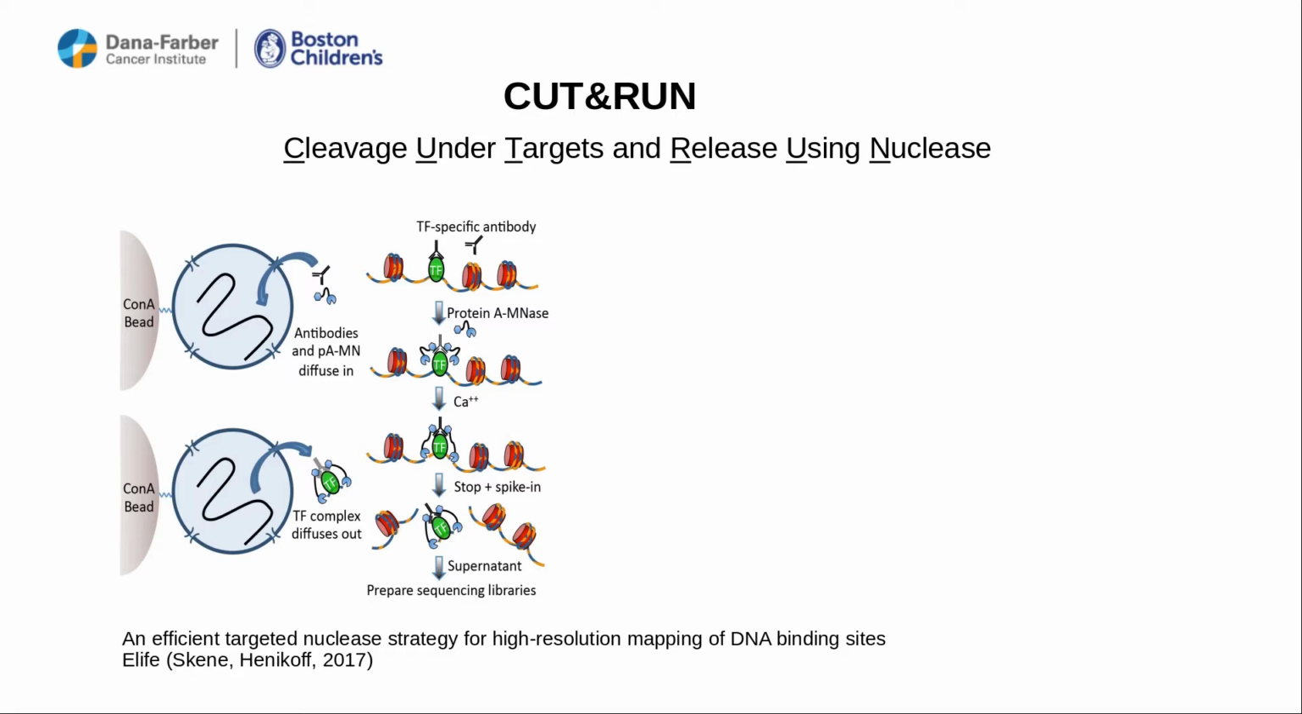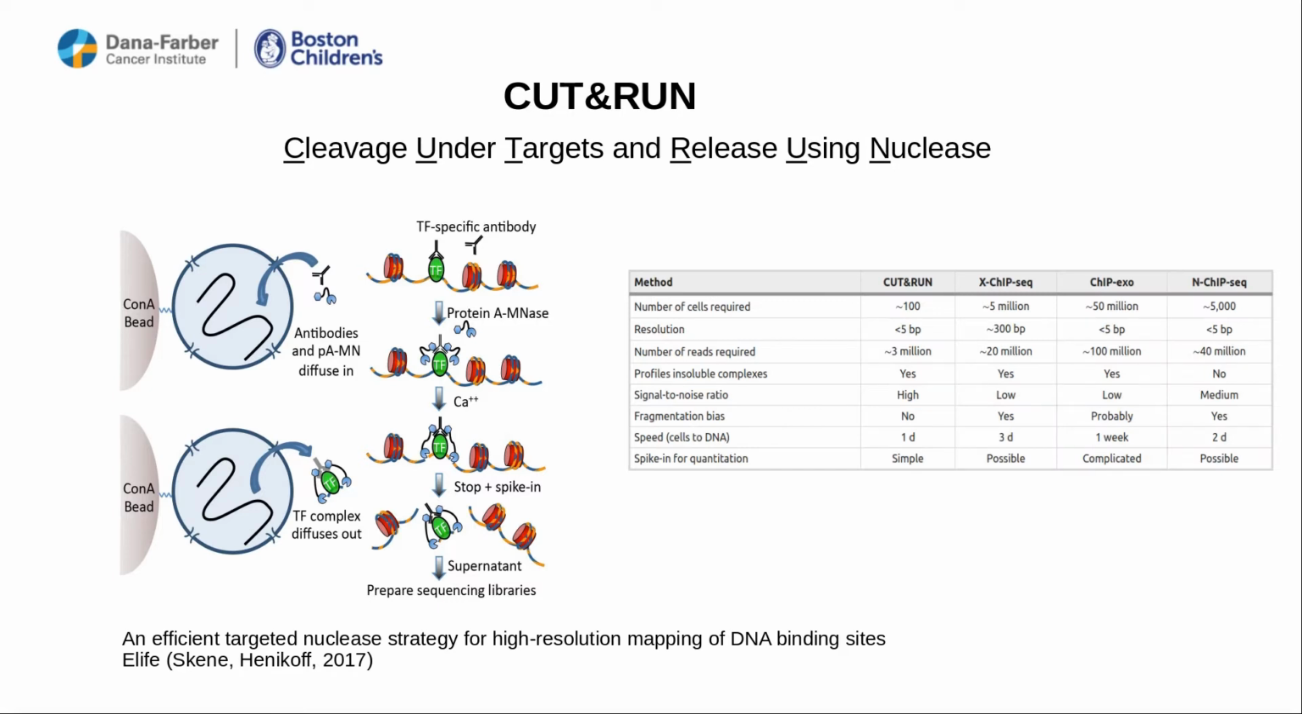In comparison with previous ChIP-seq, this technique does not involve the use of cross-linking, and it also generates a higher resolution mapping due to the fine cutting of the MNase enzyme. Other advantages can be summarized in this table, showing also that it requires fewer cells and fewer reads to be sequenced, while maintaining a high signal-to-noise ratio.